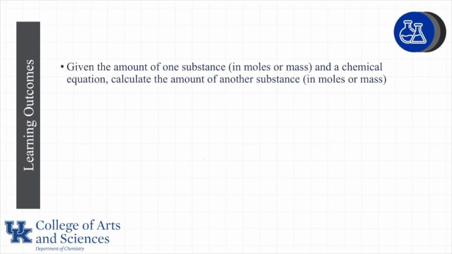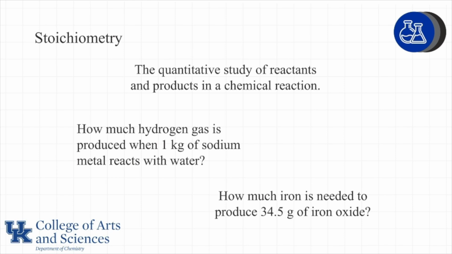In this lesson, we're going to look at stoichiometry and how we can go from the amount of one substance to the amount of another. This expands on what we did in the previous lesson, looking at just moles to include mass and other units. What we're doing now is called stoichiometry, and it is a quantitative study of reactants and products in a chemical reaction. What this allows us to do is to answer questions like how much hydrogen gas is produced when 1 kilogram of sodium metal reacts with water? How much iron is needed to produce 34.5 grams of iron oxide? These are just a couple of examples of the myriad of questions that we can answer using stoichiometry.